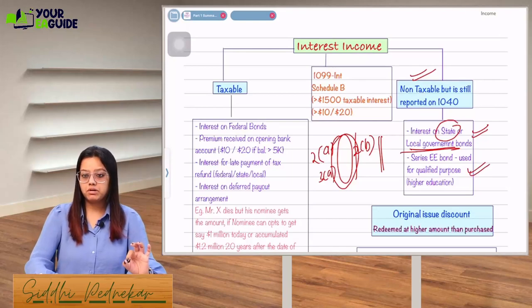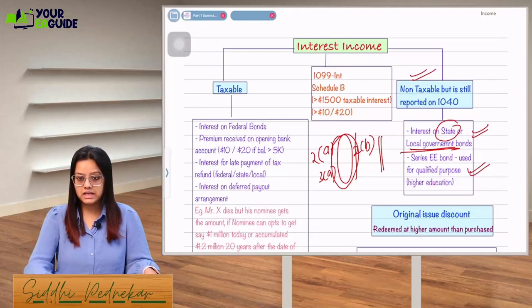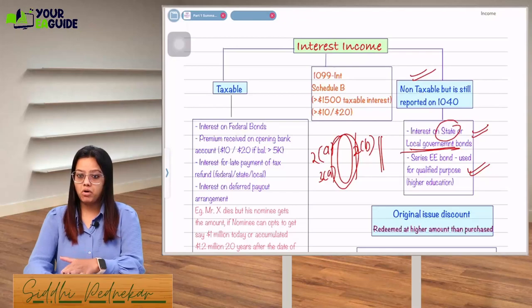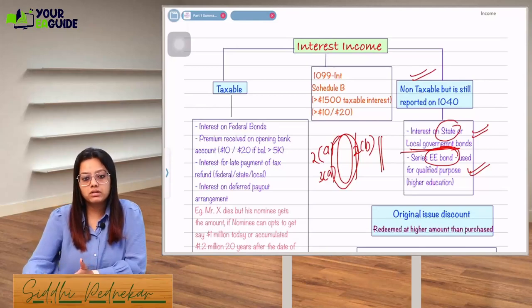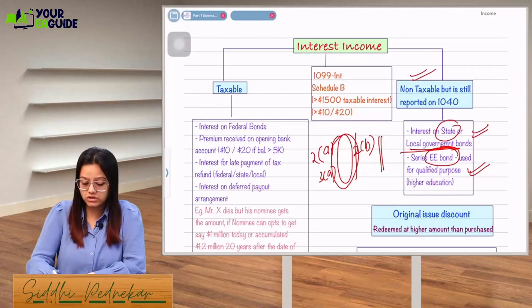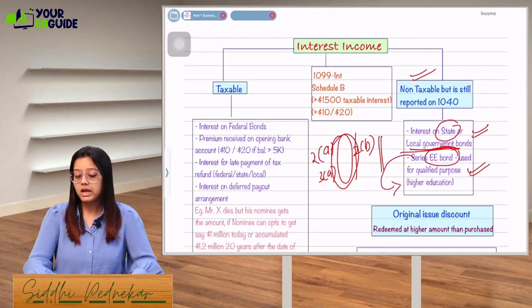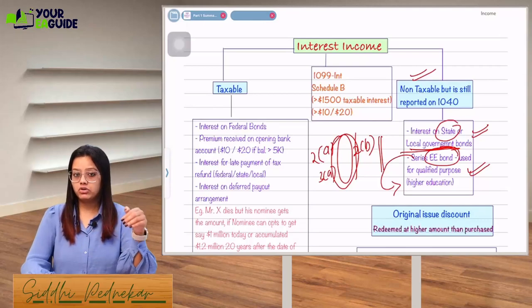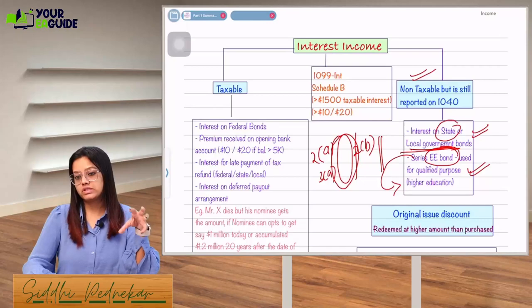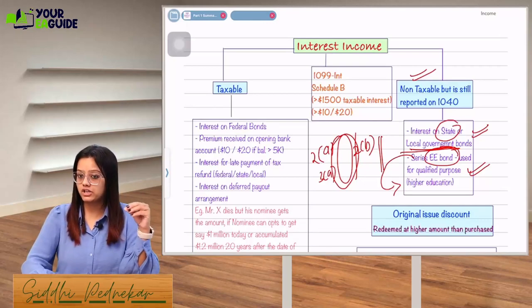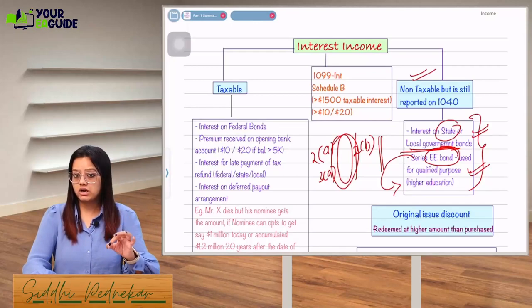The second type of interest will be exempt if you receive it from a Series EE bond. When you redeem the amount from this bond, and it is used for a qualified purpose. What is the qualified purpose for Series EE bond? It is higher education. When you get the redemption amount or the interest amount, any amount which you receive from this Series EE bond that is used for the higher education purpose will be exempt. So only these two exceptions are there where interest income will be exempt.